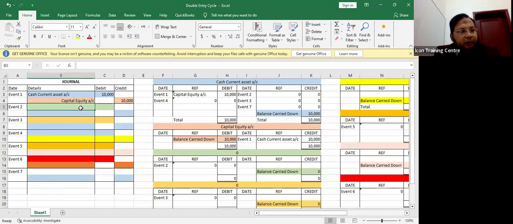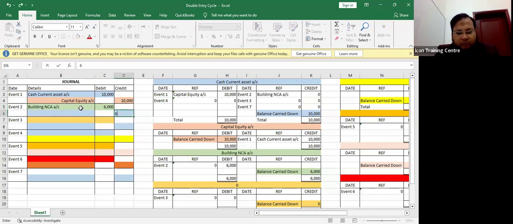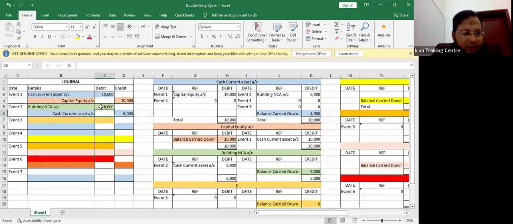Now the journal entry, event 2, the amount is 6,000. This 6,000 was debited, and the reason was building non-current asset account. And 6,000 is also credited, and the reason is cash current asset account. Right, sir? Now you have a look at the ledgers.